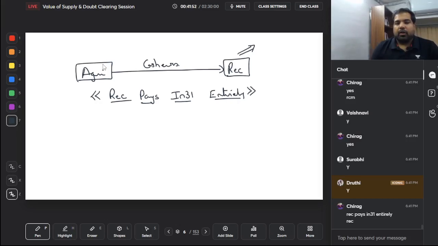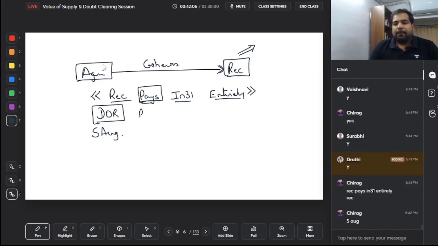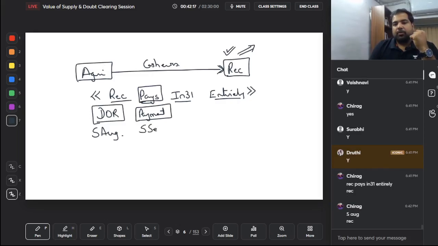First, date of receipt. When did you receive the cashews? Let's say you received it today, guys. So what is this? Date of receipt. When did you receive it? Let's say today, 5th August. When did you make the payment? Payment in the books of accounts or bank account, whichever is earlier. When is the date of payment? From whose perspective? From the recipient's perspective. Let's say this was 5th September.